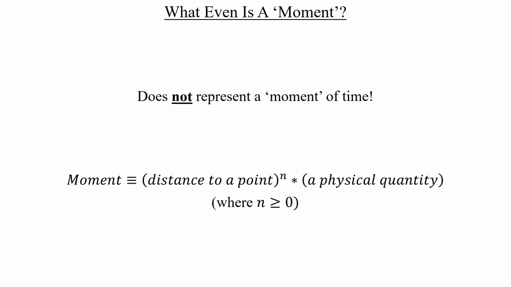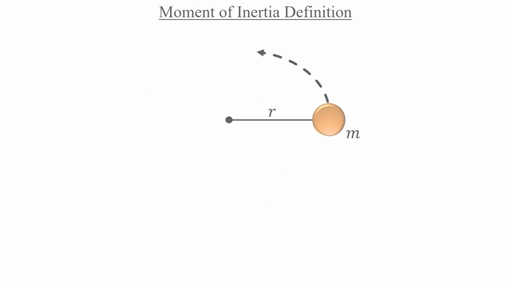Let's take a look at a few examples. Here's a single particle with mass m rotating about some point at a perpendicular distance from the rotational axis r. The moment of inertia of this solitary particle is simply mr squared.